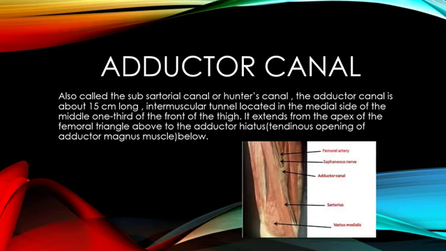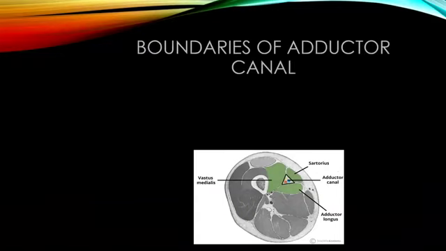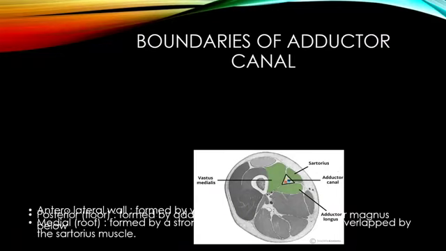It extends from the apex of the femoral triangle, that is the point where the sartorius and adductor longus muscles meet, to the adductor hiatus, which is a tendinous opening of the adductor magnus muscle below. So right from the apex of the femoral triangle to the adductor hiatus, we have a 15 centimeter long intermuscular tunnel, and this is called the adductor canal. Next, let us look into the boundaries of the adductor canal.